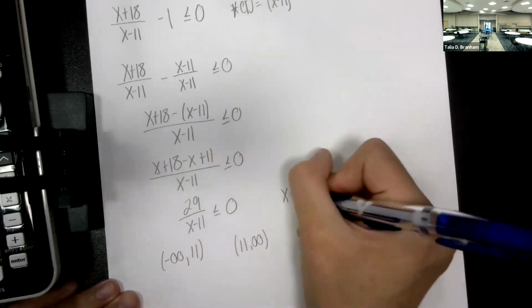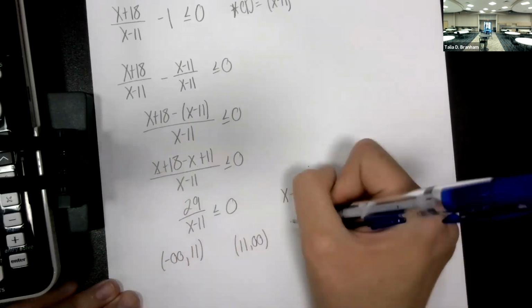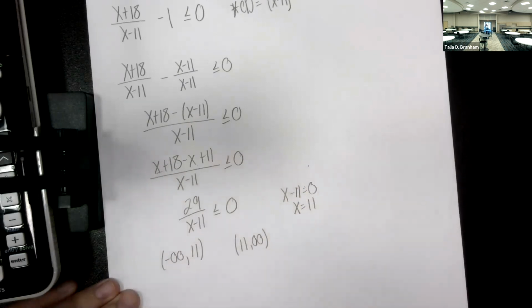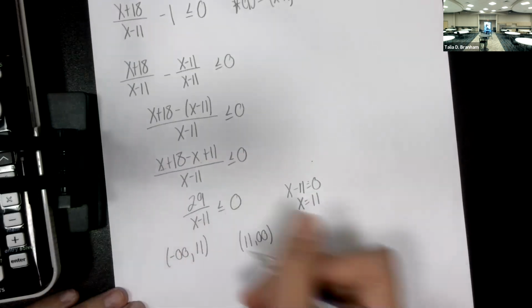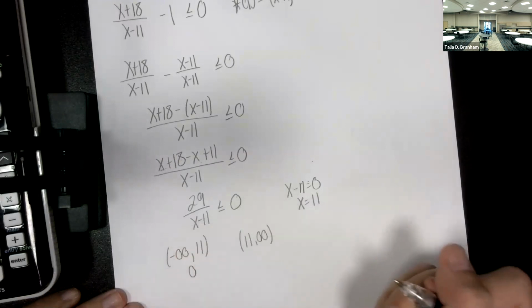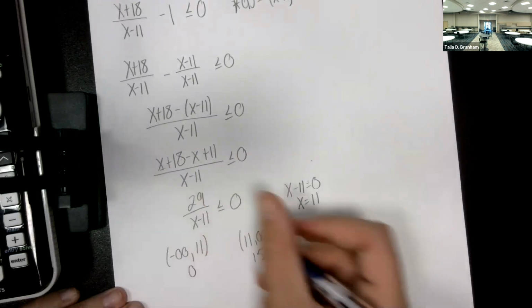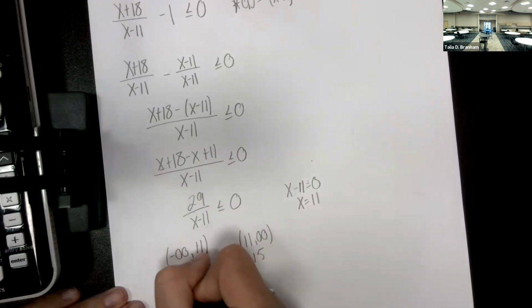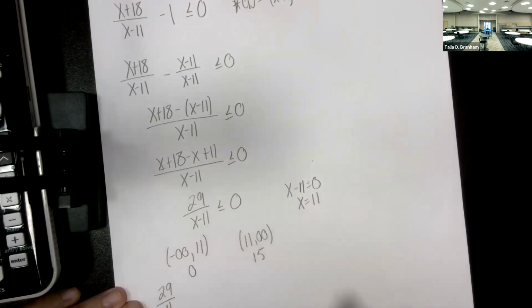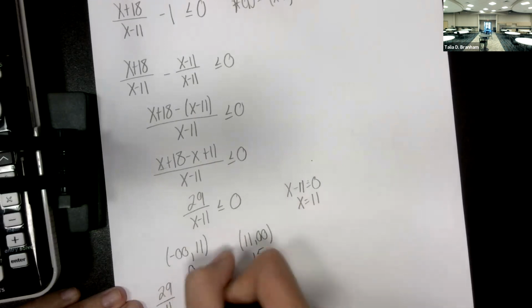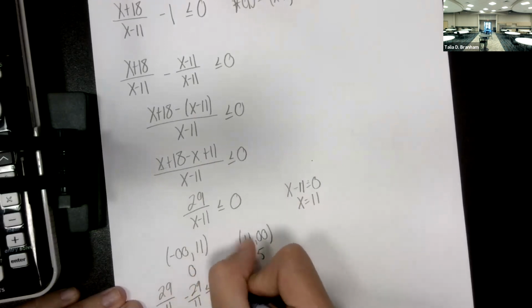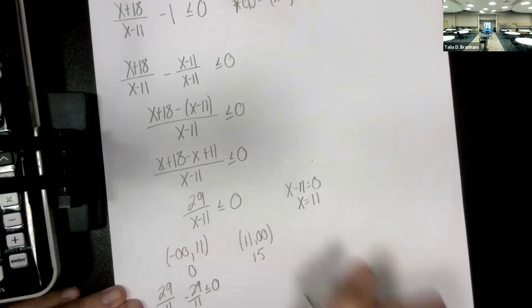I'm going to write this over here. And so when we go to test this, let's do 0 here and 15 here. So we put 0 into this, we'd have 29 over 0 subtract 11, which would be negative 29 over 11, which is less than or equal to 0. So this one would be true.